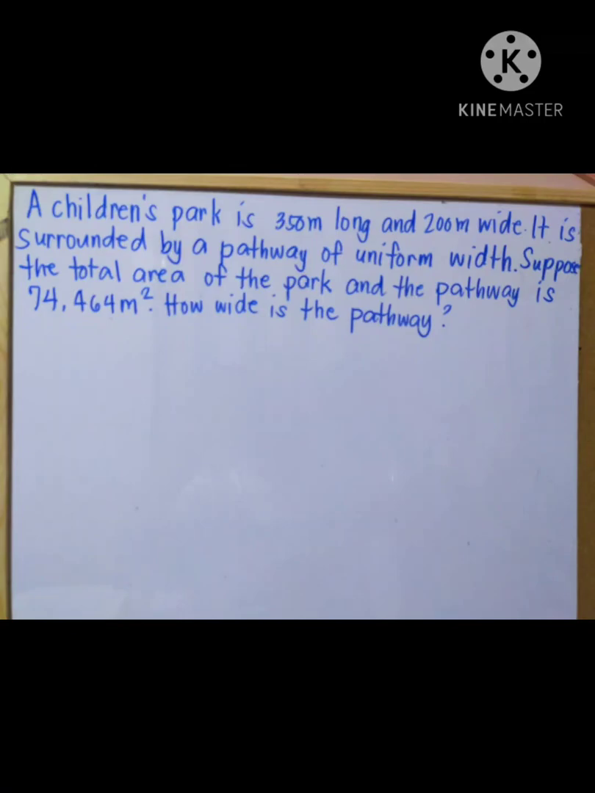And here is the given problem. A children's park is 350 meters long and 200 meters wide. It is surrounded by a pathway of uniform width. Suppose the total area of the park and the pathway is 74,464 square meters. How wide is the pathway? Now let us solve the problem.